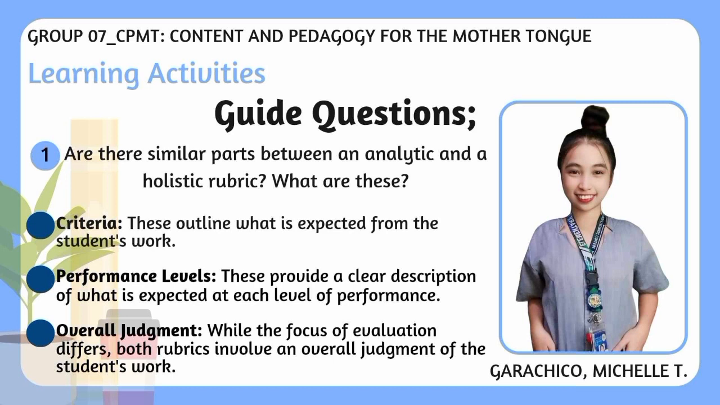Last is overall judgment. While the focus of evaluation differs, both rubrics involve an overall judgment of the student's work. Sa analytic rubric, separate ang score na naka-assign for each criterion and then combined to determine an overall score. In a holistic rubric, a single score is assigned based on an overall assessment of the work.